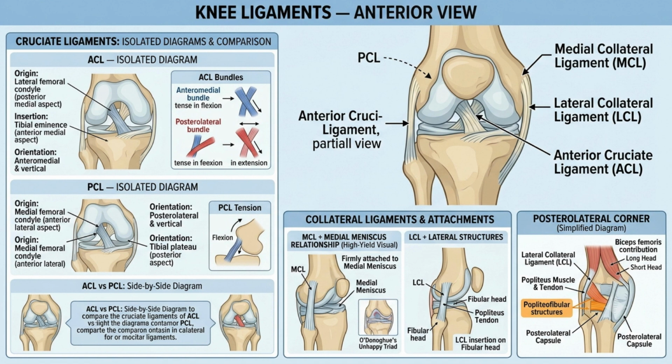The MCL has a close relationship with the medial meniscus. The LCL attaches to the fibular head and forms part of the lateral and posterolateral stabilizing structures. The posterolateral corner is a more complex stabilizing region. Important structures include the LCL, popliteus, popliteofibular structures, and the contribution of the biceps femoris. These structures work together to control varus and rotational forces.